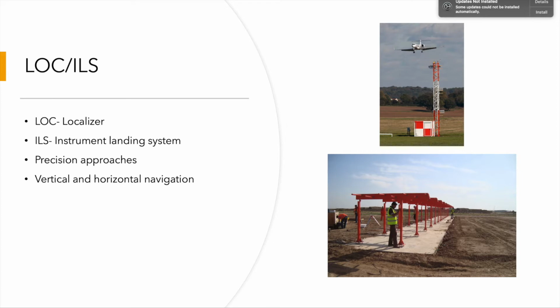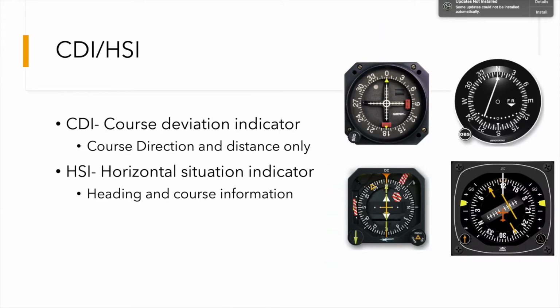So in the pictures below, you can see the lower one is a picture of the localizer antenna, and the top one is a picture of the glide slope antenna, and those two together make up an ILS system. The way that we read these signals in the cockpit is either a CDI or an HSI.